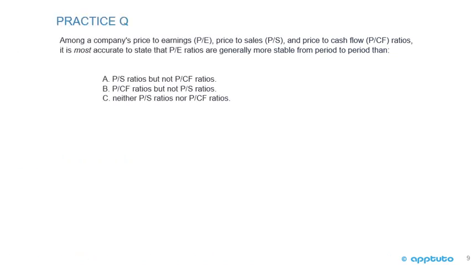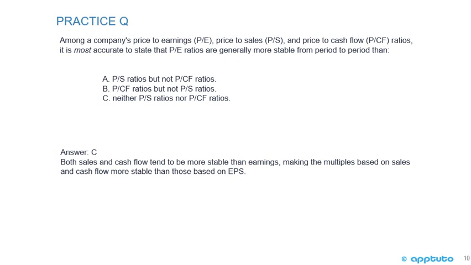Another practice question following along those lines. Among a company's price to earnings, price to sales, and price to cash flow ratios, it is most accurate to state that PE ratios are generally more stable from period to period than A, price to sales ratios but not price to cash flow ratios, B, price to cash flow ratios but not price to sales ratios, or C, neither price to sales nor price to cash flow ratios. Okay, that's a question that makes you say, aha. So the correct answer is C.